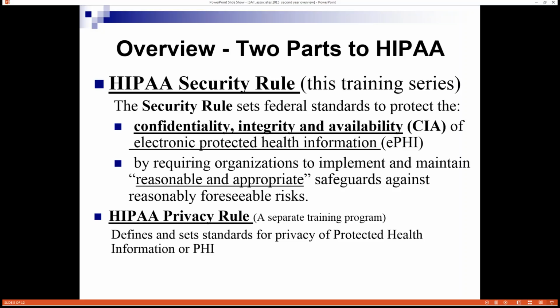The second part, the HIPAA privacy rule, covered in a separate training program, is what most people think of when they think of HIPAA. The privacy rule defines and sets standards for the privacy of protected health information.